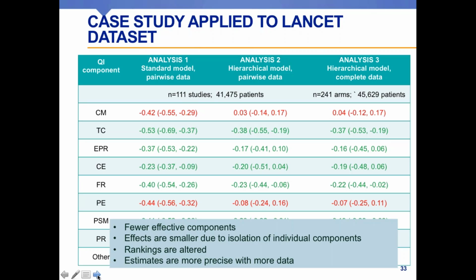And the difference between analysis 2 and 3 shows that by including all additional data, all available data, we're able to get more precise estimates. So there is a benefit to including all arms versus just the 2 arms.